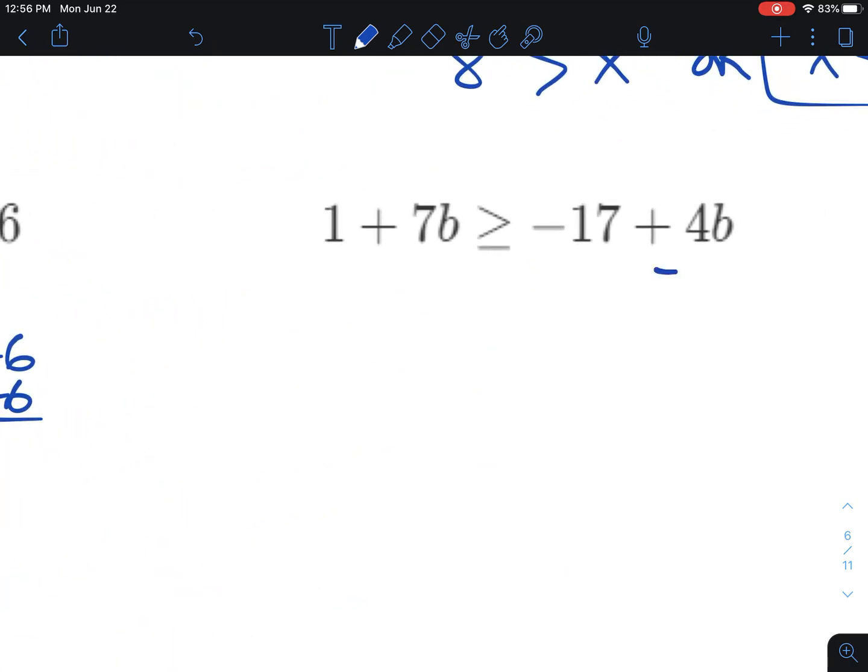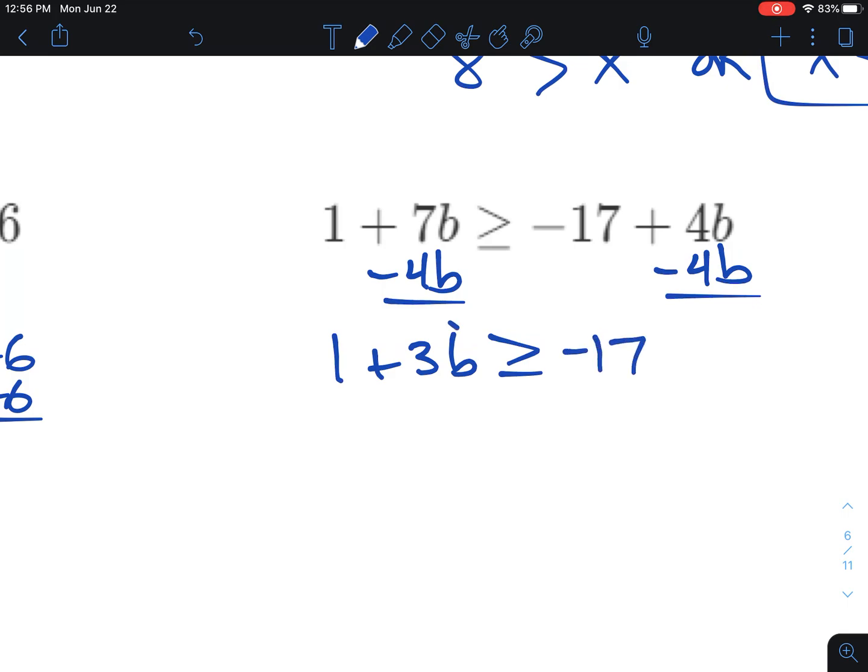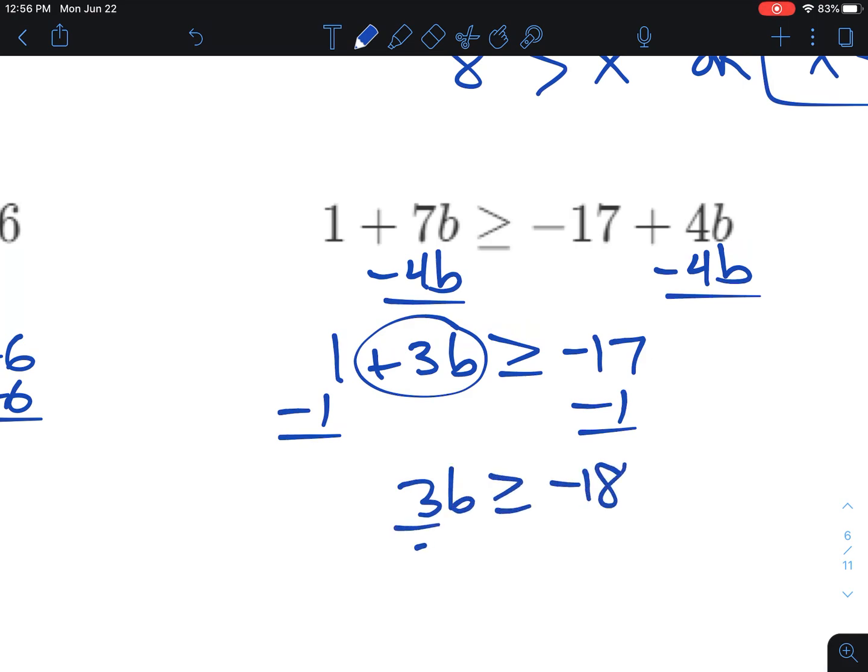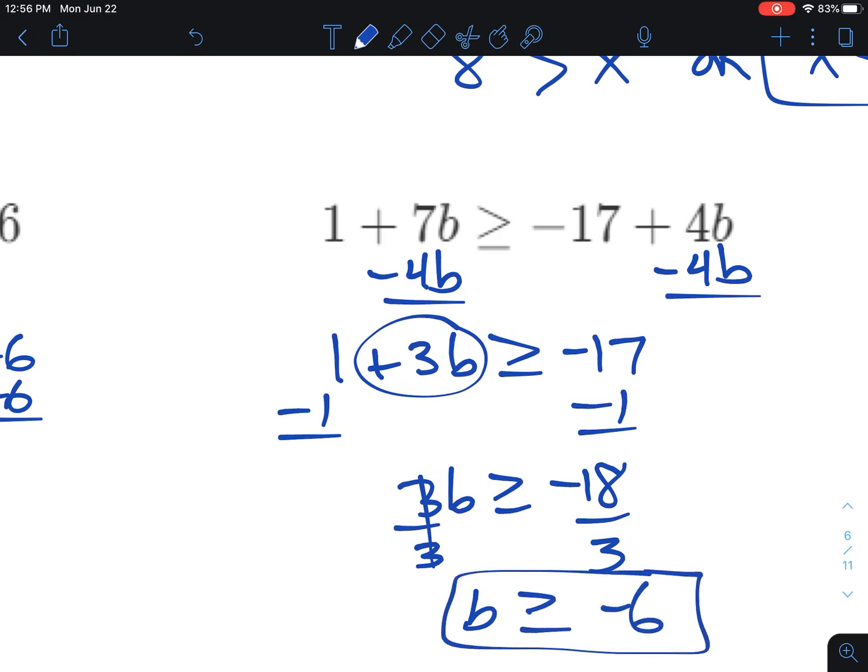Okay, one more here. The smaller variable would be the 4b, so I'm going to move that instead of the other one. So we get 1 plus 3b is greater than or equal to negative 17. Two-step, get rid of this 1 by subtracting it. So 3b is greater than or equal to negative 18. Divide by 3. We're not dividing by a negative, so the symbol doesn't flip. So there's our answer.